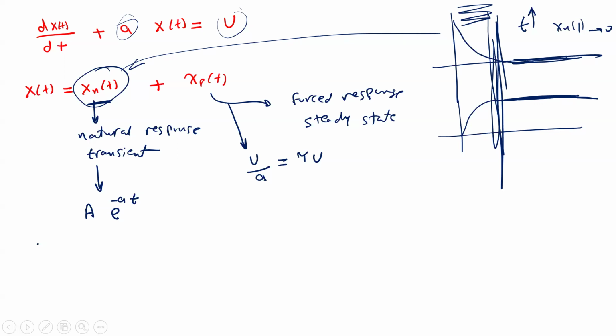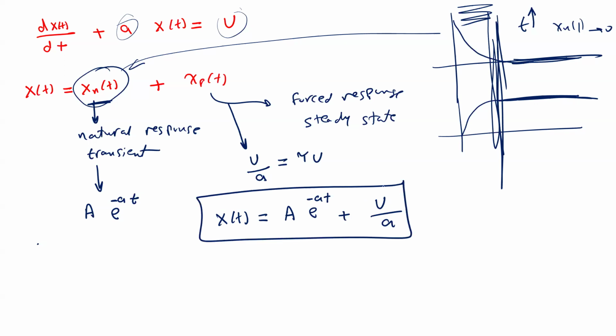So now the whole response, the complete solution, is x of t equals A e^(-at) plus U divided by A. This is the solution. This one is the steady state solution, and this is the transient part. Any questions?